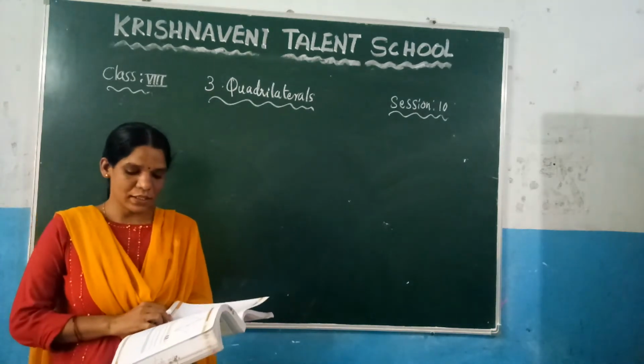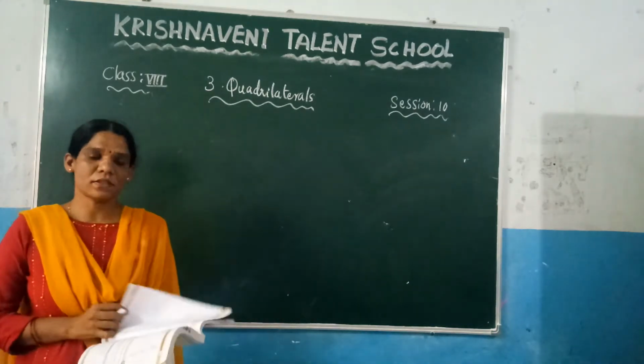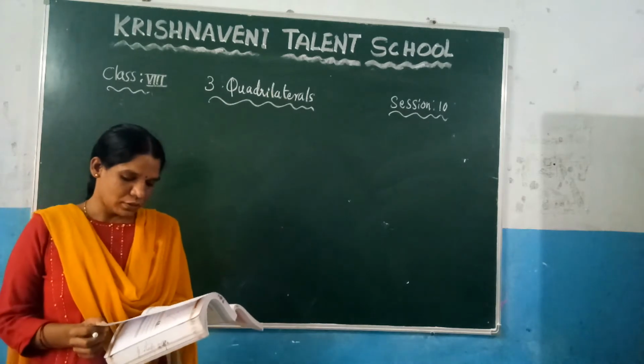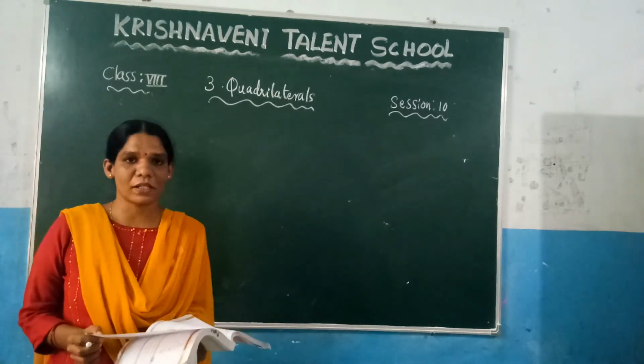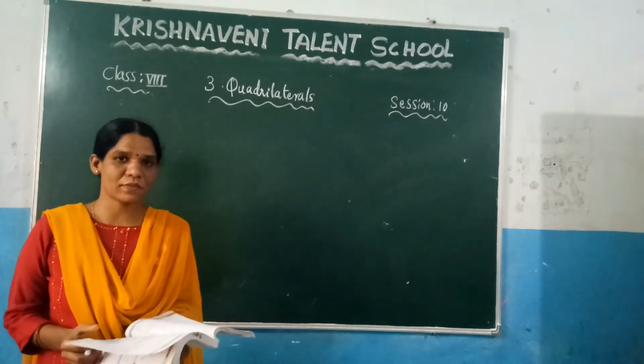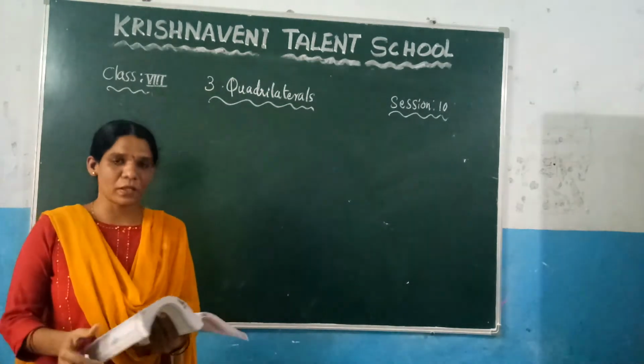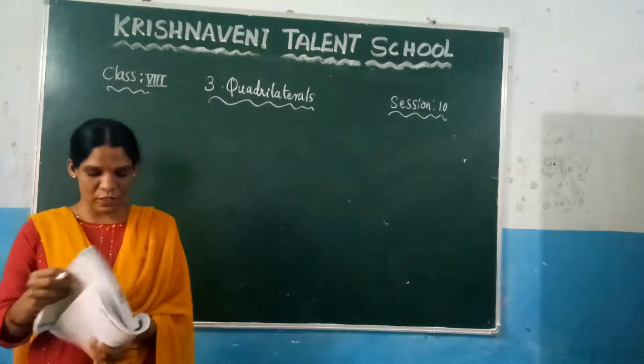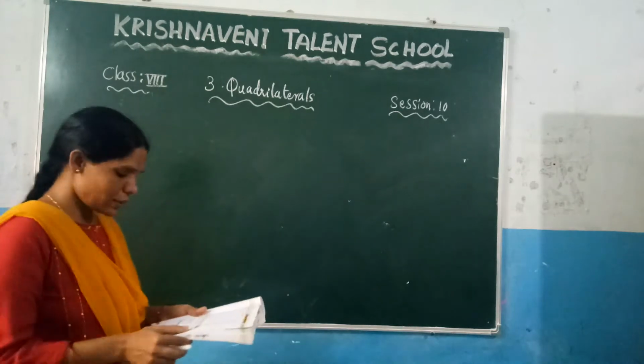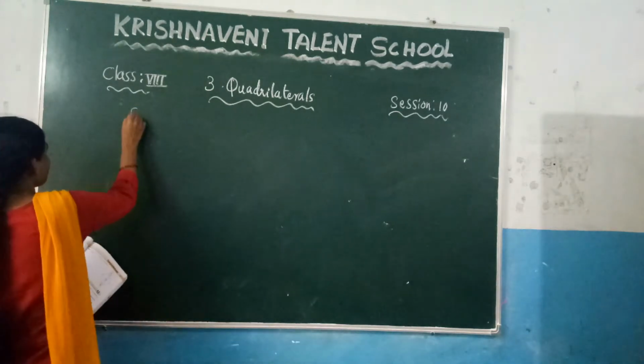Now see exercise 3.6. In this, we are going to construct special types of quadrilaterals. What are those? Rhombus and the square. And based on the properties, we are going to construct those. Now see exercise 3.6, first question.